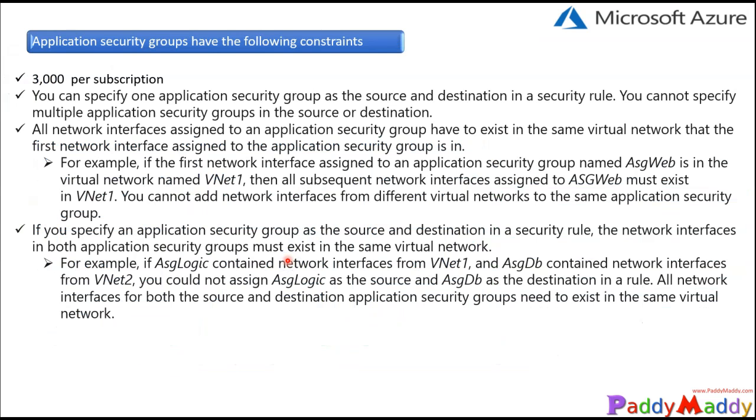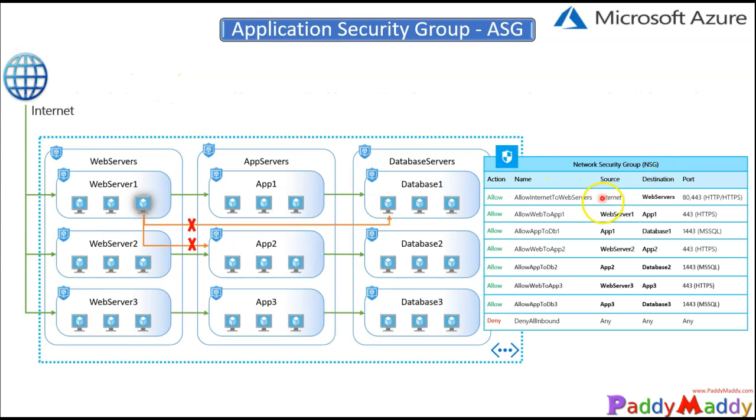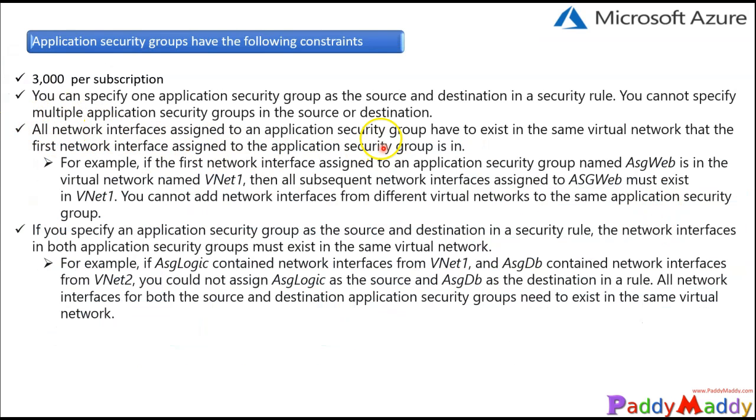So let's jump into limitations: what you cannot do and what you can do here. Per subscription you can have 3000 ASGs, and you cannot go more than that. That's a limitation from Microsoft Azure. And you can specify one application security group as a source, but you can't have multiple sources. In this case, you can create web server one, but you cannot have web server 1 and 2 in the source or in the destination. So that's this bullet point.